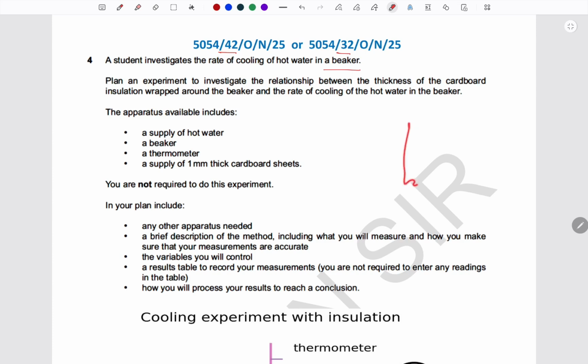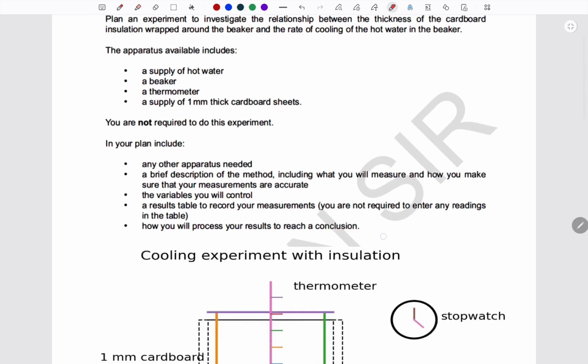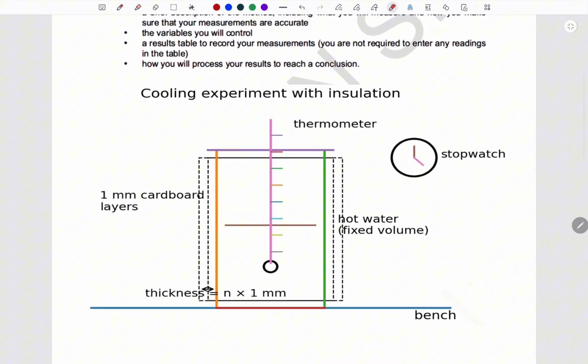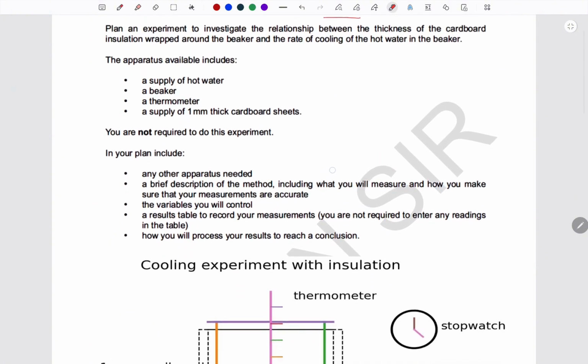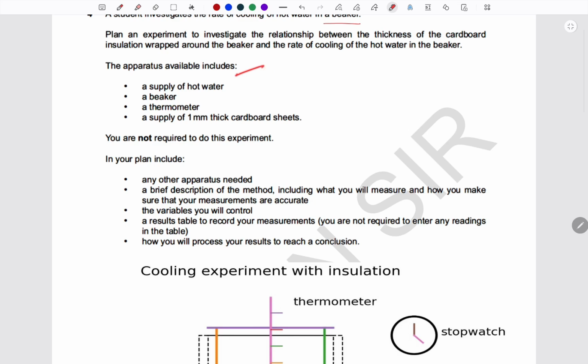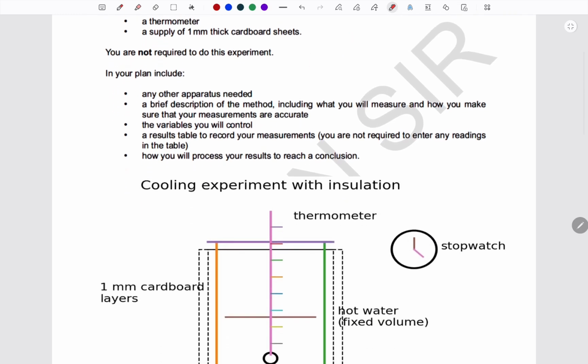A beaker will be given here, and then there is a cardboard roll for the insulation. See, there's the image. I try to give a clear example here. It is a beaker. There is 1 millimeter thick cardboard around the whole beaker. The apparatus available includes a supply of hot water, a beaker, a thermometer, and a supply of 1 millimeter thick cardboard sheet. You are not required to do the experiment.